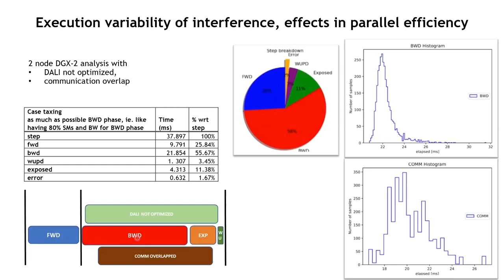The answer is that it does not improve the performance with respect to the configuration shown on the previous slide. Training step time increases from 34.4 milliseconds to 37.8 milliseconds. Forward stage remains untouched, but backward stage now takes longer due to the taxing or interference of DALI and NCCL when trying to use the same resources that the backward stage is requesting. We have measured an increase from 19 milliseconds to 21.9 milliseconds. That means an increase with respect to the total time from 55% to 58%.